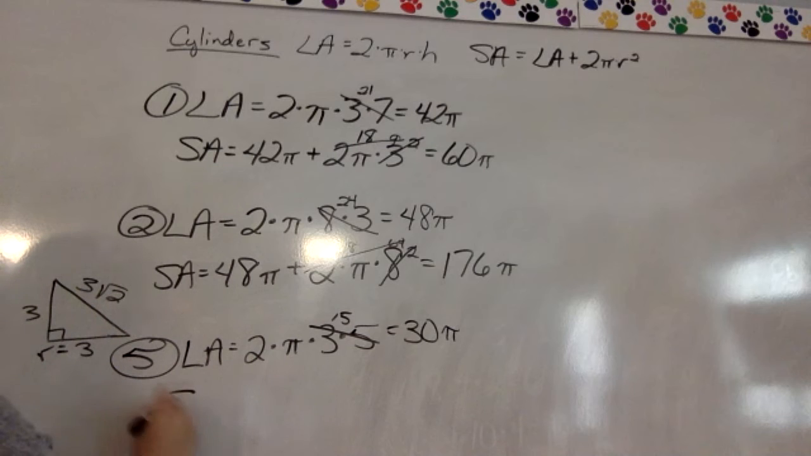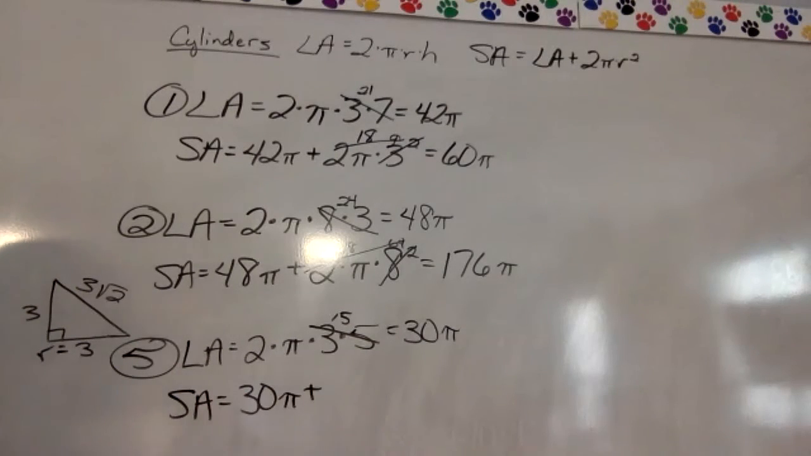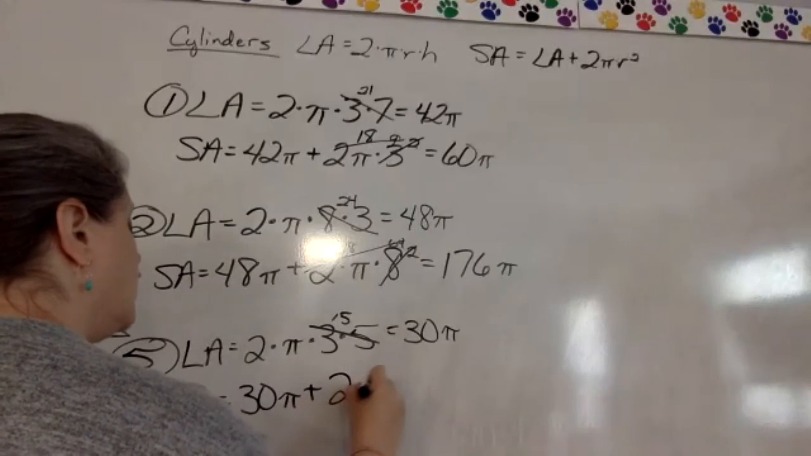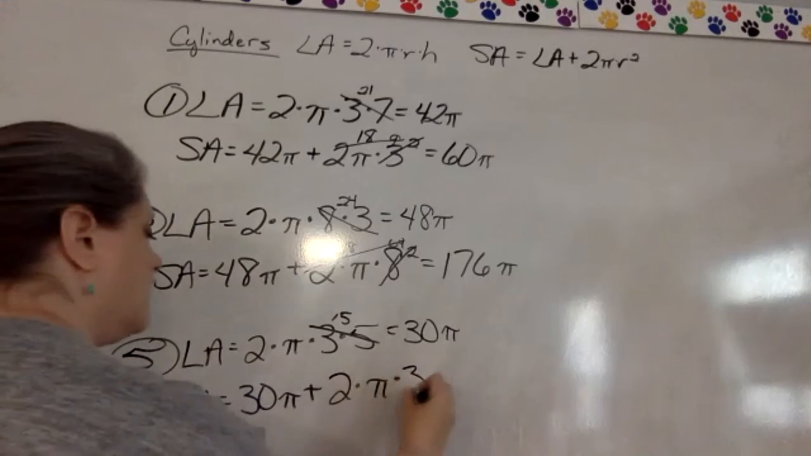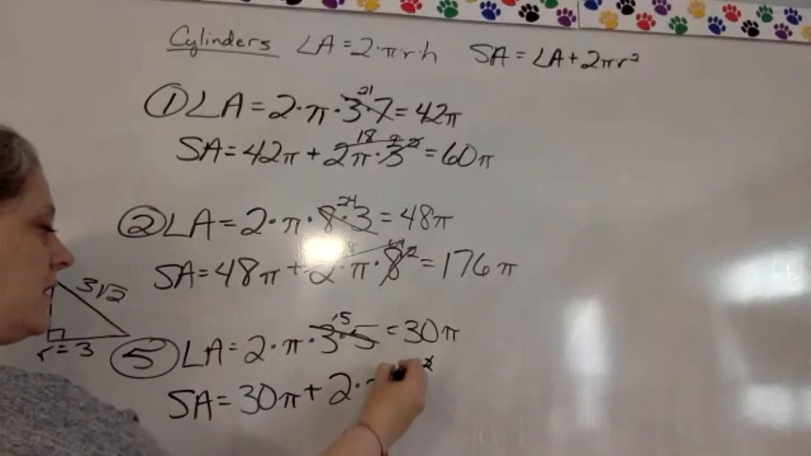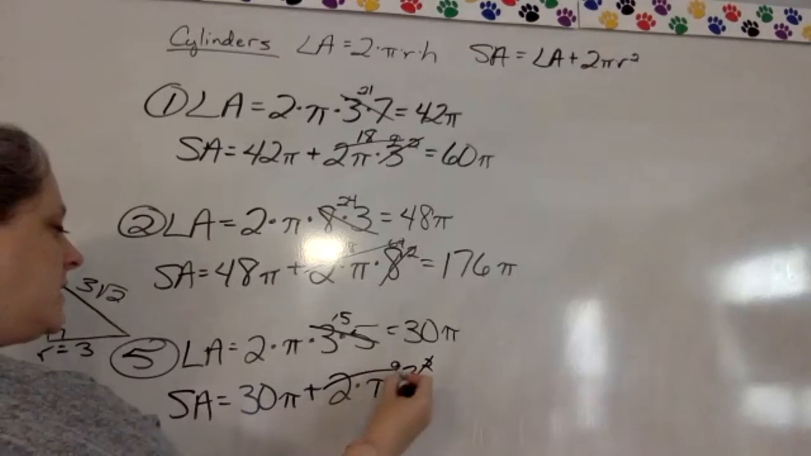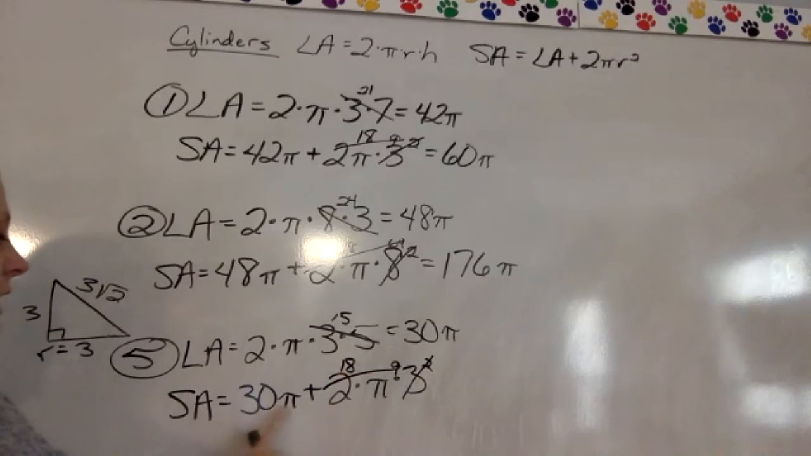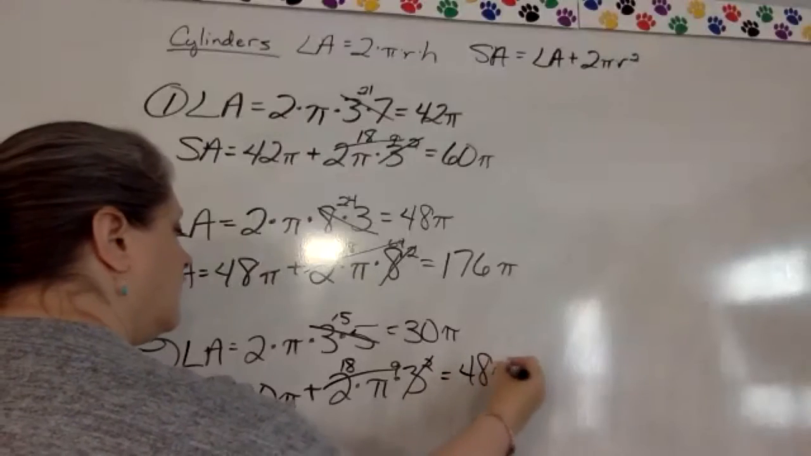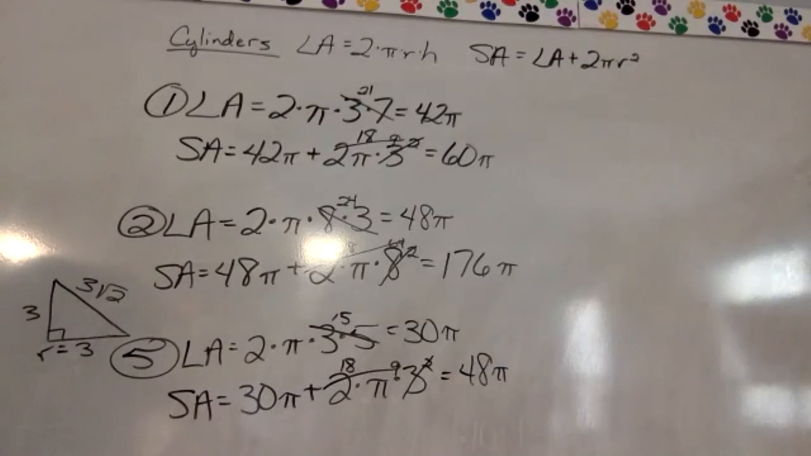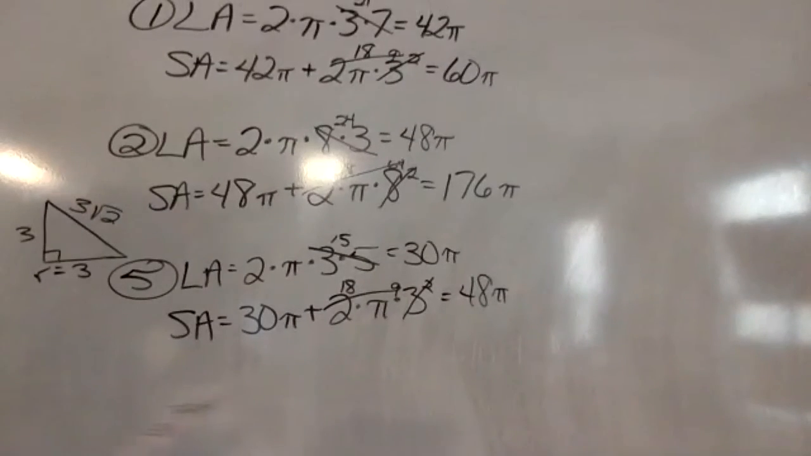Now for my surface area, I take my lateral area and I add the area of the circle on the top and the bottom. So 2 times pi times the radius again, which was 3 squared. 3 squared is 9. 9 times 2 is 18. So I have 30 pi plus 18 pi, and I get 48 pi. Okay, so the cylinder one's pretty easy.